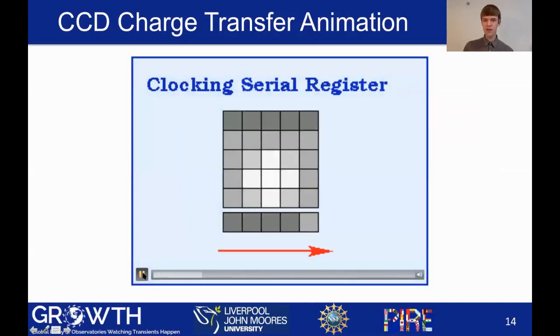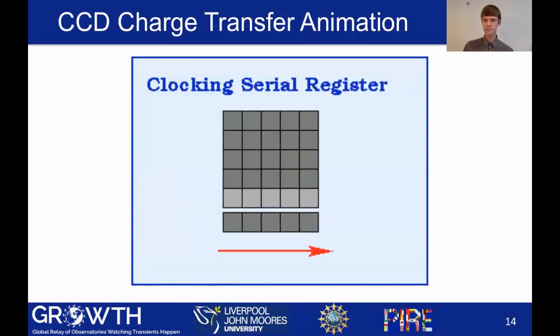So each column is read out to the serial array, and then each row within the column is registered one at a time. And so one by one, each pixel in the array is read individually by the amplifier system, which is over here at the bottom right.